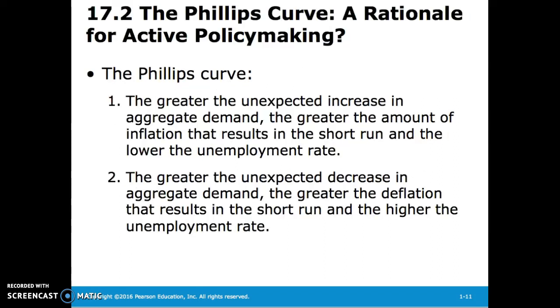The Phillips curve suggests that the greater the unexpected increase in aggregate demand, the greater the amount of inflation that results in the short run, and the lower the unemployment rate. Also, the greater the unexpected decrease in aggregate demand, the greater the deflation that results in the short run, and the higher the unemployment rate.